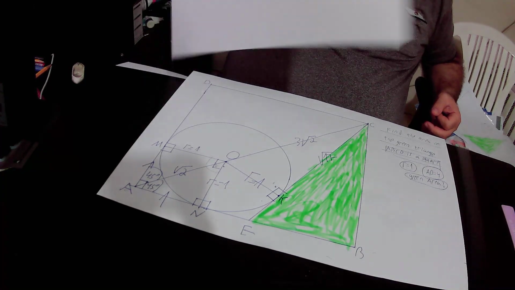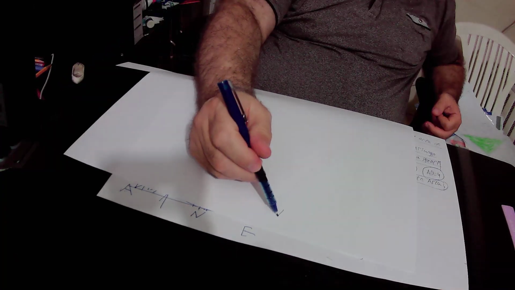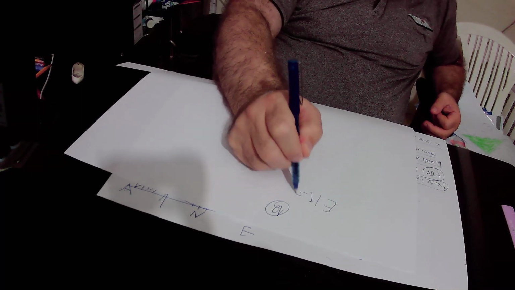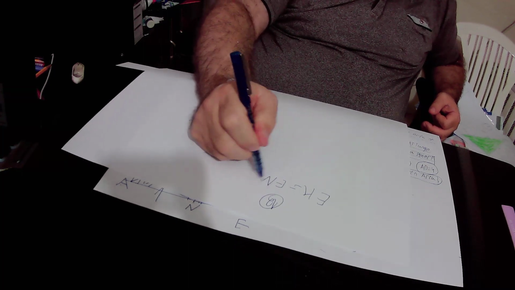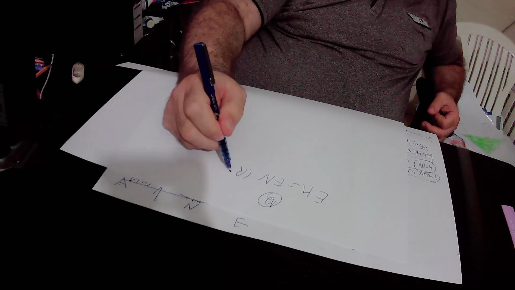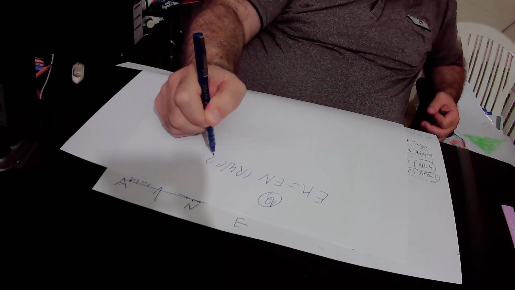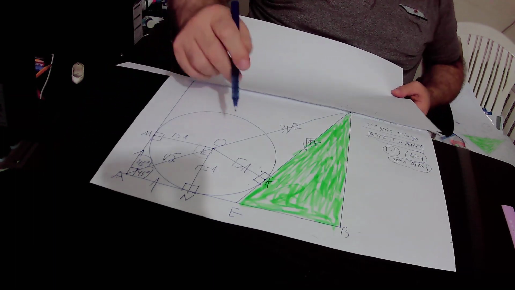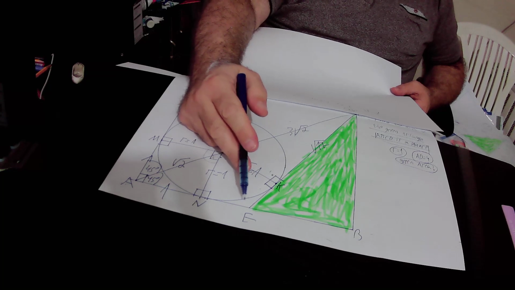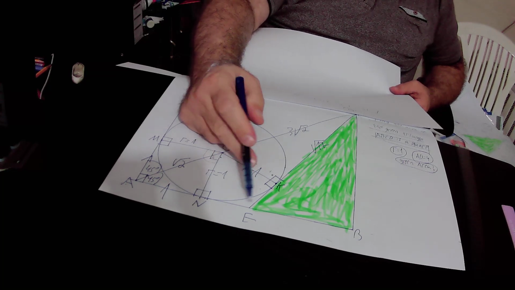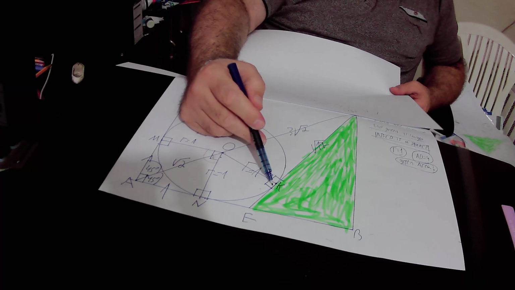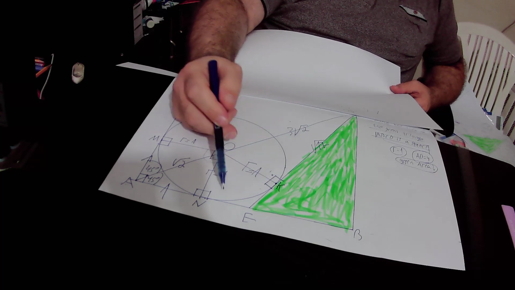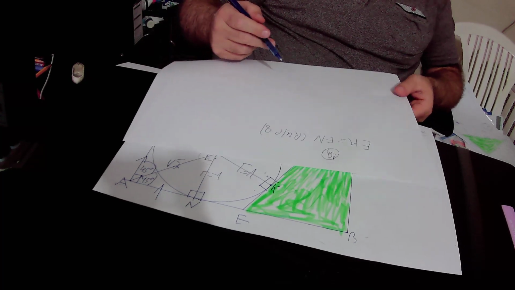So EK equals EN according to rule number 8, because the lengths of two tangents from a common external point to a circle are equal. We have external point E, then from the common external point E we have two tangents, tangent EN and tangent EK, therefore the lengths of those two tangents will be equal to each other. That is to say, EK equals EN according to rule number 8.